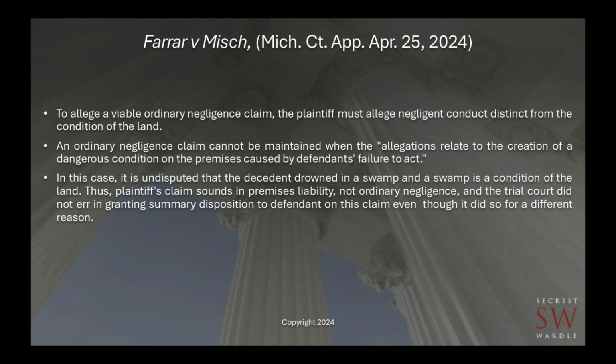The Court of Appeals found that the trial court did not err in granting summary disposition to the defendant on this claim, even though it did so for a different reason. The Court of Appeals reached a different conclusion, however, on the estate's claim for premises liability, finding a question of fact on the possession and control issue. Thus, that portion of the case was remanded back down to the Muskegon Circuit Court for further proceedings.